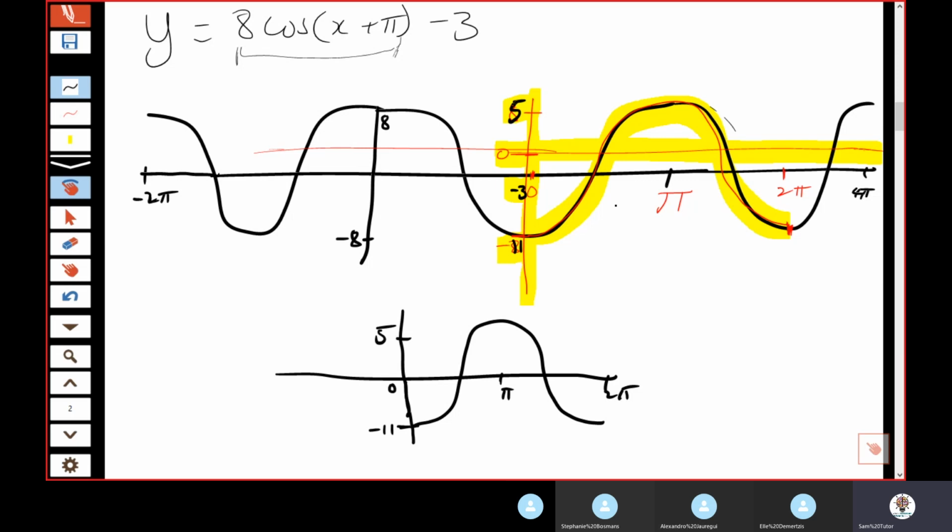Pi, 2 pi, 5, -11. You just wouldn't have seen -3. Okay. So it's exactly the same answer. Yeah.